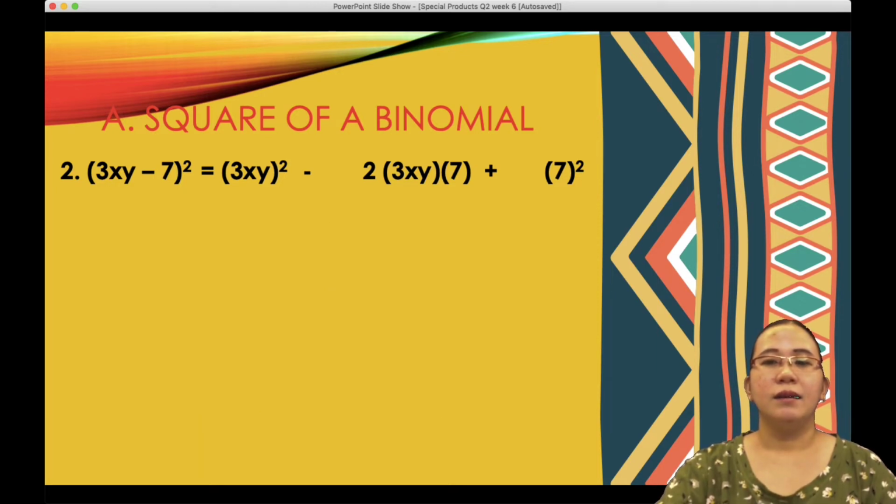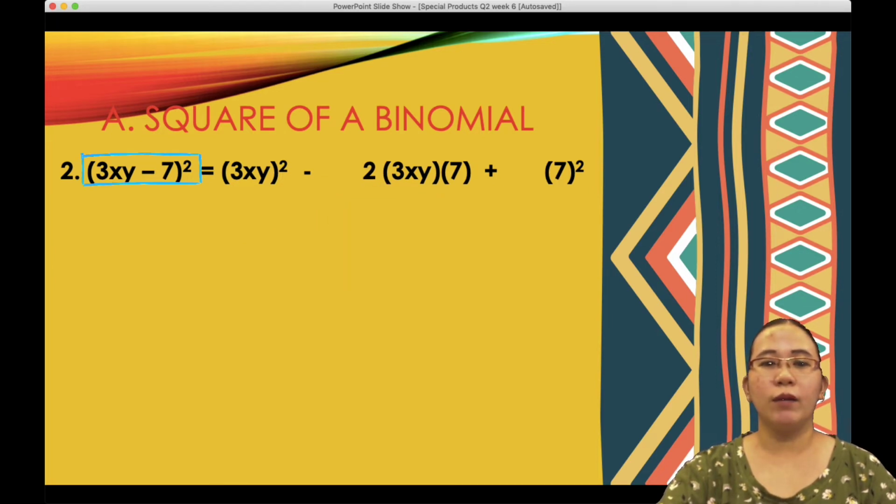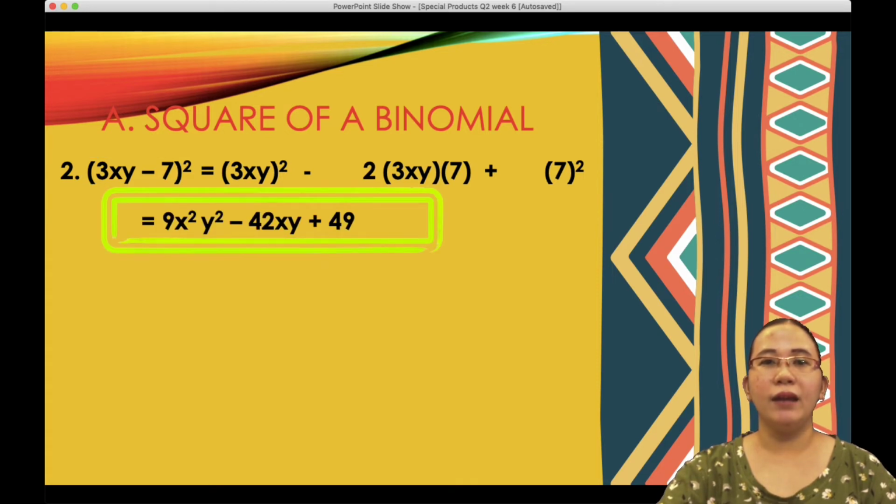Lastly, square the last term which is negative 7. Negative 7 times negative 7 is equal to positive 49. Thus, the product of the square of the difference of 3xy and 7 is 9x squared y squared minus 42xy plus 49.